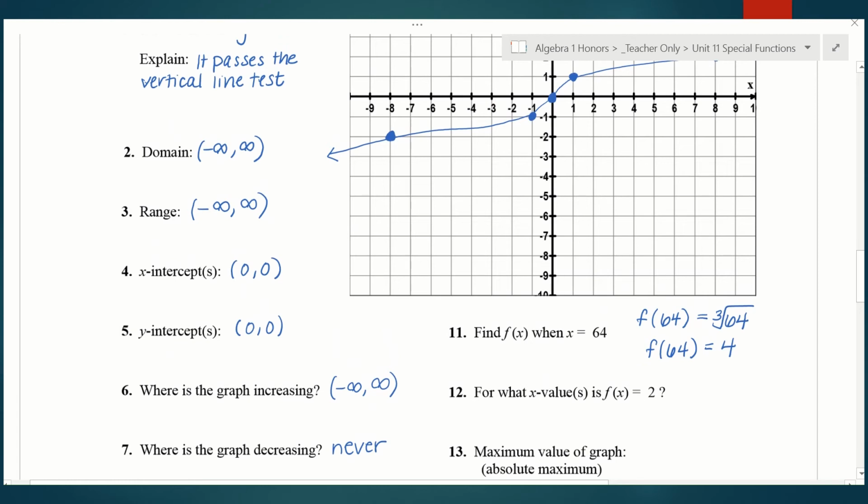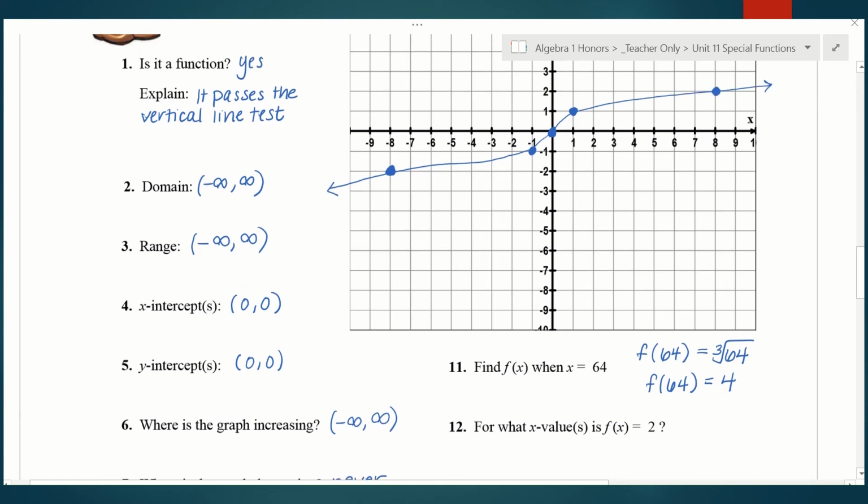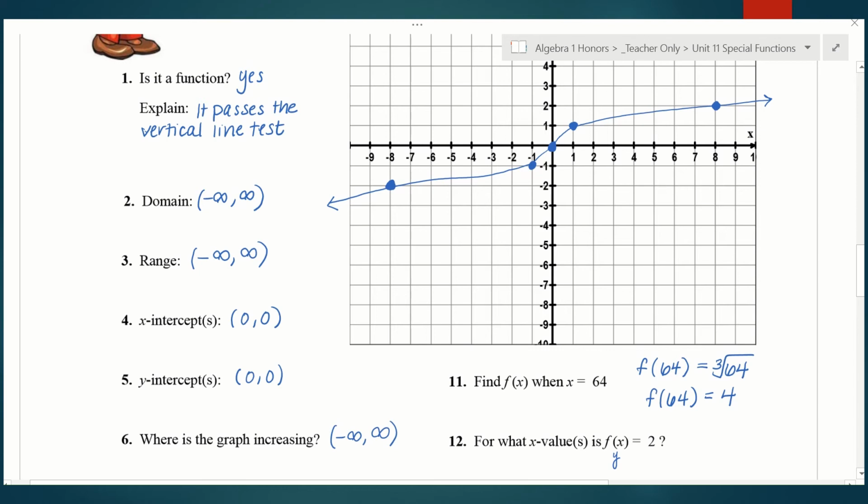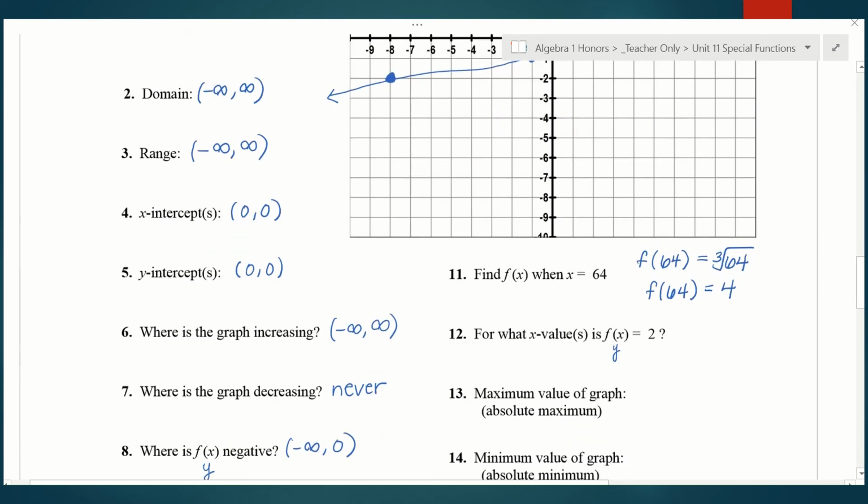Okay, for what x values is f of x equal to 2? So this is saying, what do I have to find the cube root of to get an answer of 2? And we can actually see that right on our table, or on our graph up here. So again, what is x when y is 2? Well, when y is 2 on our graph, we can see x was 8.